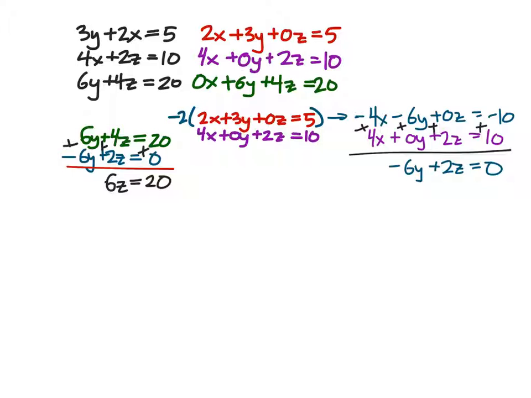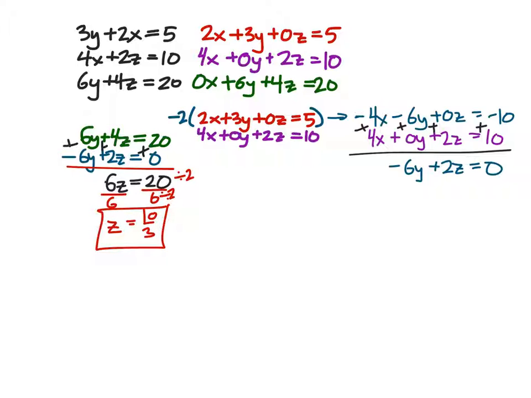And to solve it, all I'm going to need to do is divide both sides by 6. And if I simplify that, 20/6, I should get 10/3. And that comes from dividing both of these by 2. So I got z equals 10/3.